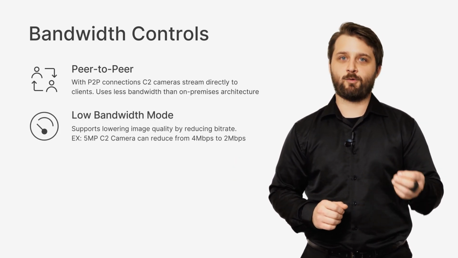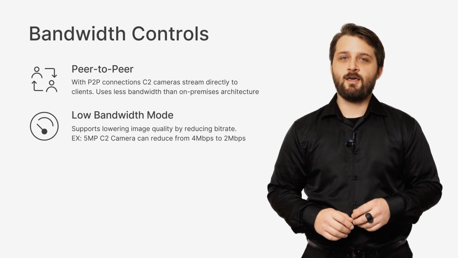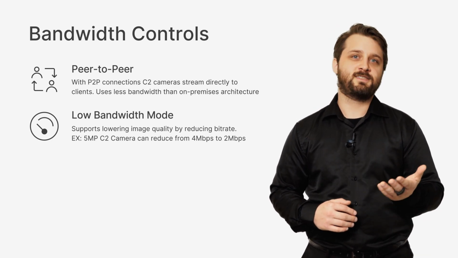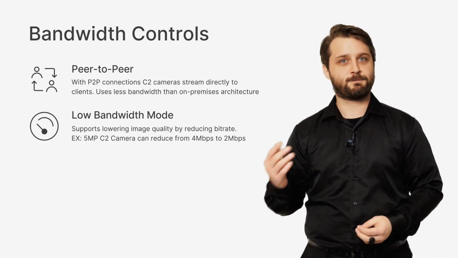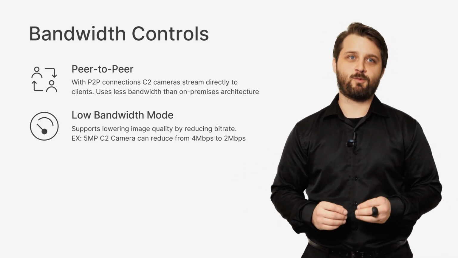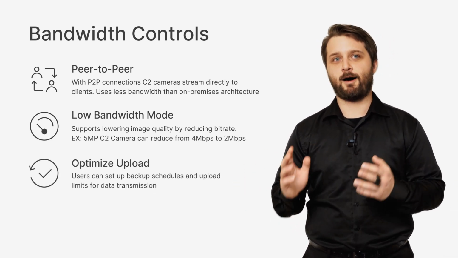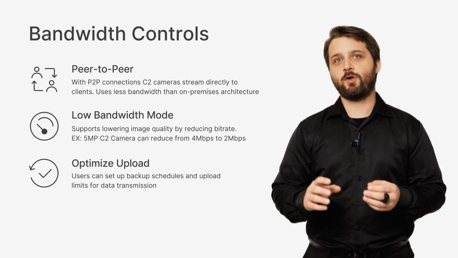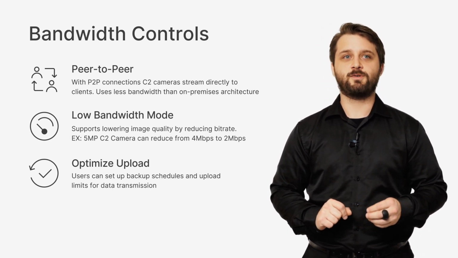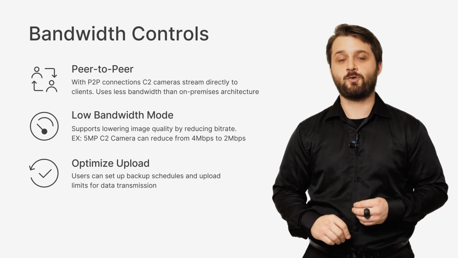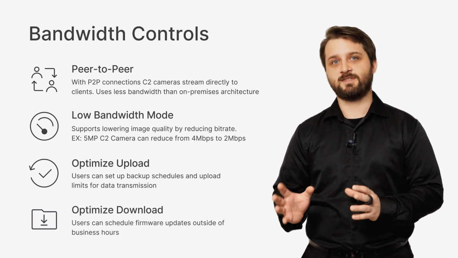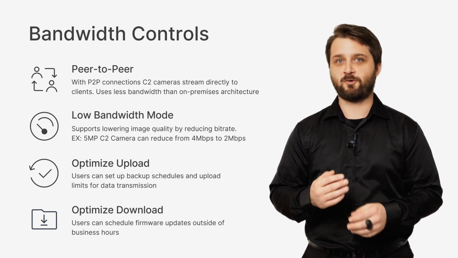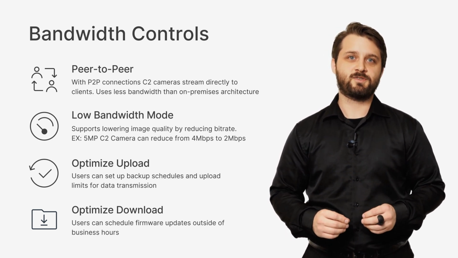Likewise, there's also a low bandwidth mode for Synology's C2 cameras. This means that a 5 megapixel Synology C2 camera, for example, can reduce its bitrate from, let's say, 4 megabits per second to 2 megabits per second on upload to help you save bandwidth there. Likewise, there's an optimized upload pathway for your overall backups for your C2 cameras. You can set up a schedule so that it's only sending data on off-peak hours. And likewise, you can also optimize download procedures for C2 Surveillance Station, only downloading firmware updates based on a schedule you set, as another example.